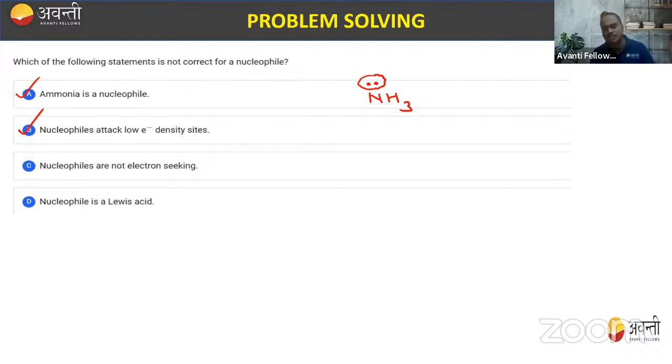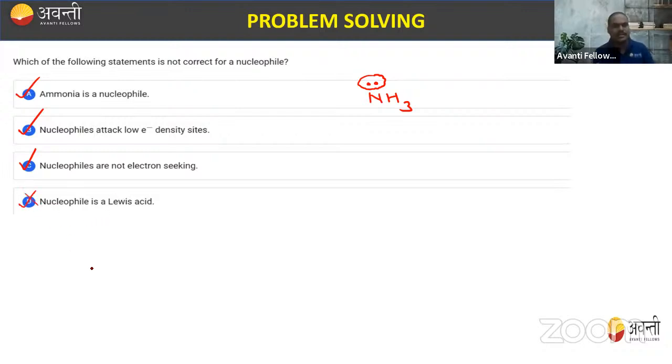बिल्कुल, ये इलेक्ट्रॉन डिफिशिएंट थोड़ी होता है, ये तो इलेक्ट्रॉन डोनेट कर रहा है, तो दे आर ऑल्सो नॉट इलेक्ट्रॉन सीकिंग. तो ये भी ट्रू है. बट इन दिस क्वेश्चन दे आर आस्किंग विच ऑफ द फॉलोइंग स्टेटमेंट इज नॉट करेक्ट. ठीक है, इसने पूछा है कि कौन सा स्टेटमेंट करेक्ट नहीं है न्यूक्लियोफाइल के लिए. सो भाई नॉट करेक्ट तो यही हुआ.